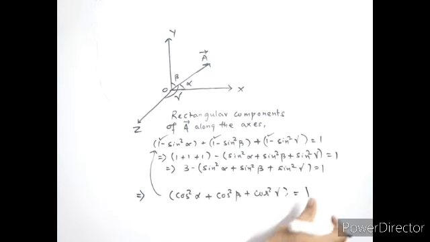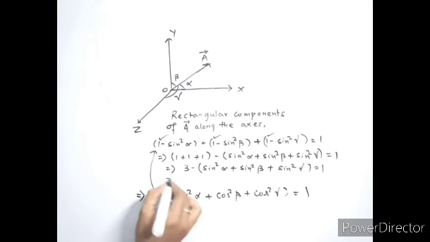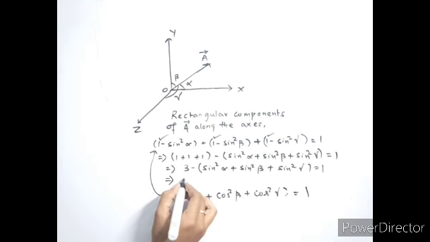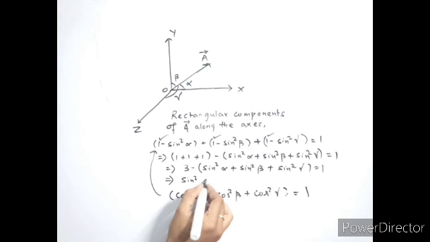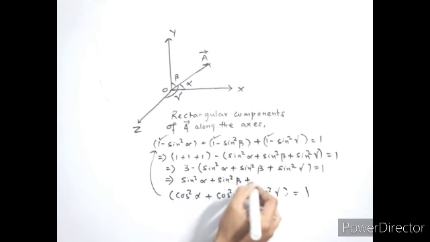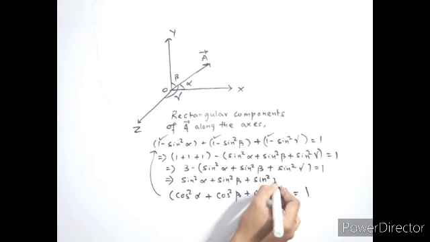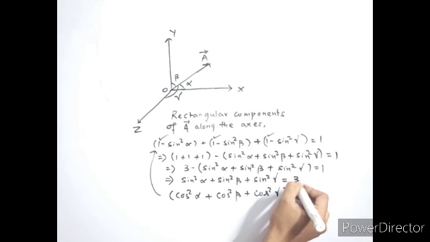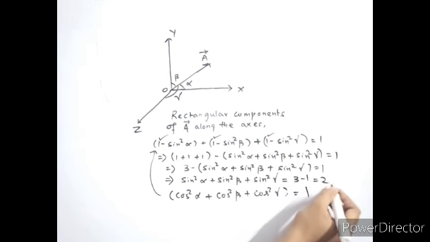equates to 1. So finally the 3 stays there, the 1 can come to the other side, so sine square alpha plus sine square beta plus sine squared gamma is equal to 3 minus 1, that is definitely equal to 2.